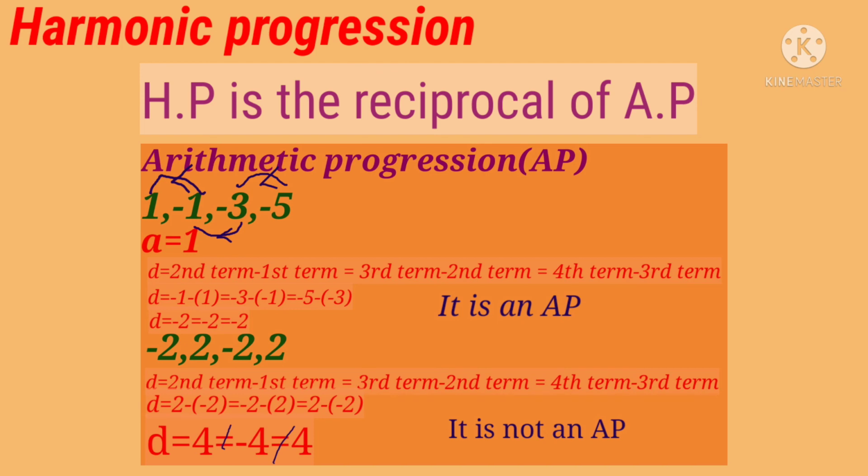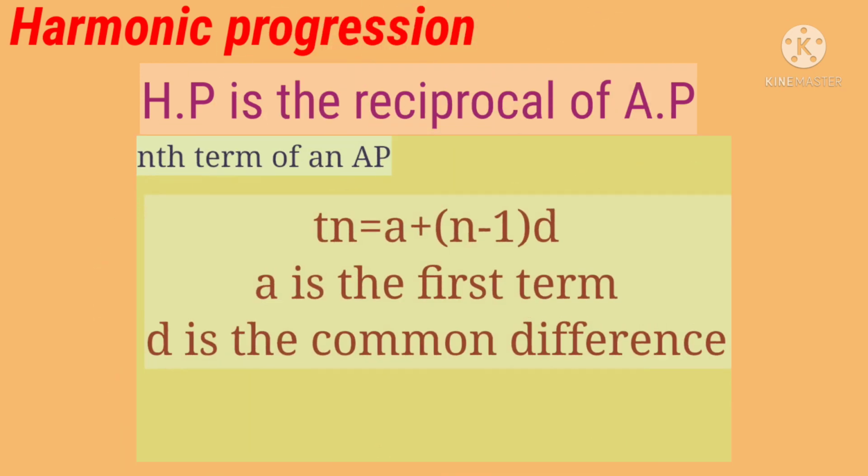So what are the formulas over here? We use the same formula as for an AP, the nth term Tn is equal to A plus (n minus 1)d. Whatever value we get from the AP, we need to take the reverse. Like if we get the answer as 1 by 2, we take the reciprocal, that is 2 by 1, so the HP value will be 2.